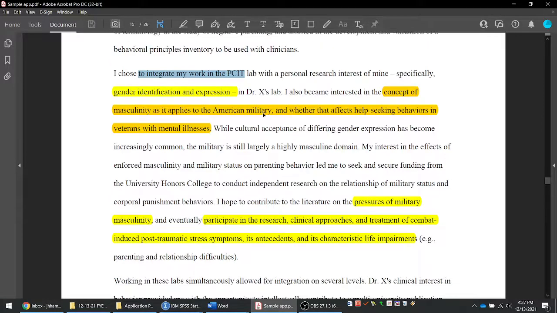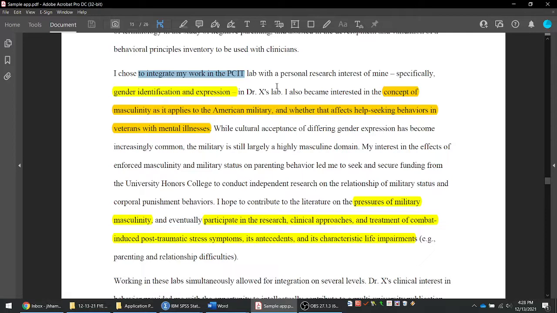And like taking her unique spin, like I don't do American military stuff. That's not a specialty area. I do help-seeking stuff and masculinity. And so this is like her little unique twist that she wants to take on it. And in a lot of labs, that's a sweet spot that you want. You want to be able to articulate this.